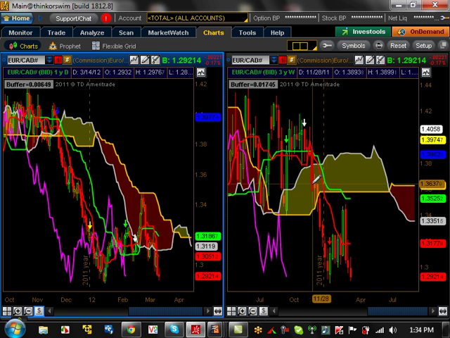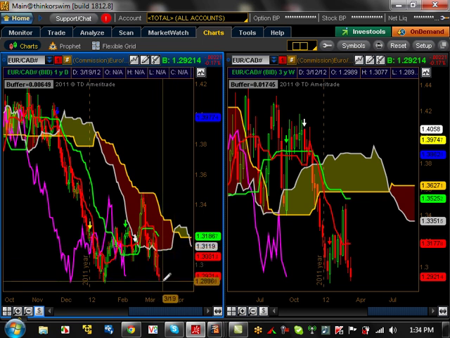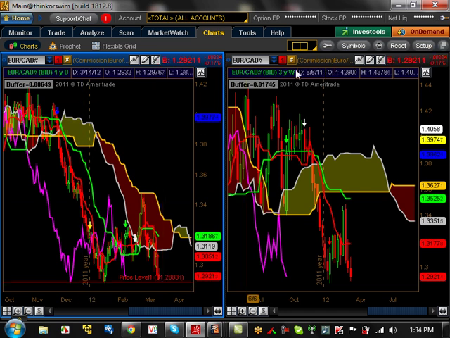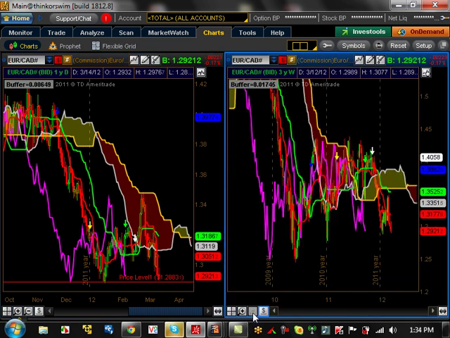Euro CAD, pretty much a downward trend here. We moved up on the pullback, and now it's retesting the lows. It's going to be interesting to see what happens at the lows here, at this pivot low right around 28.80. The strength right now is strong on both the daily and weekly, so I wouldn't be surprised if it actually breaks through and takes it to a whole new leg down.